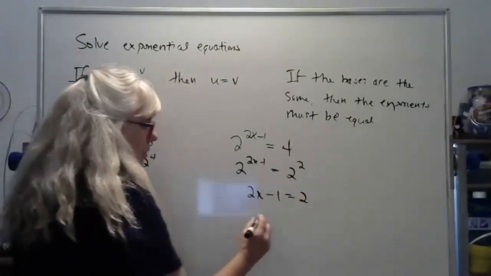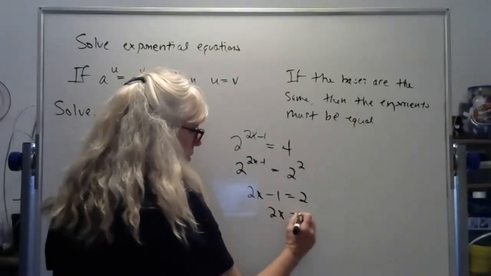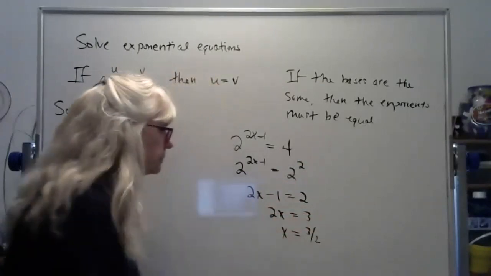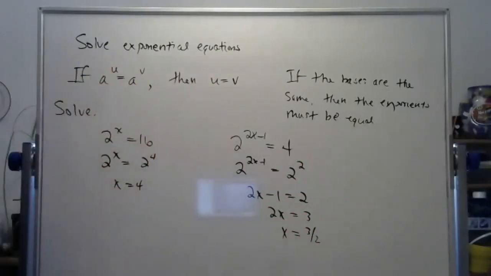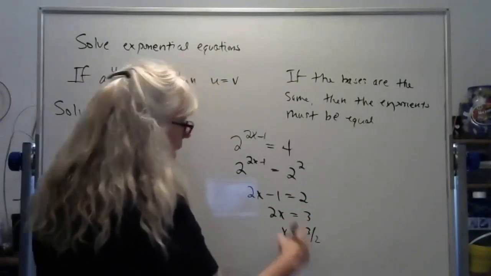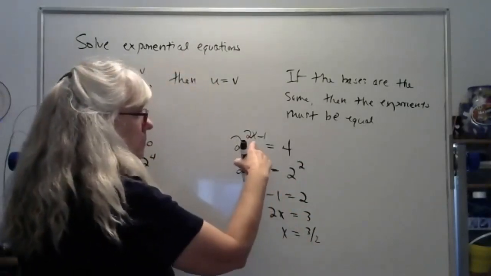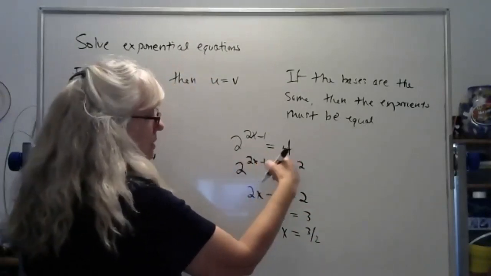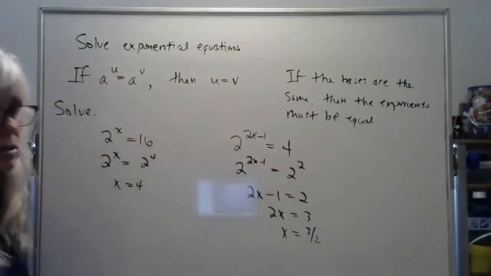And then we'll solve. So we can add the 1, we'll get 2x equals 3, and x equals 3 halves. So we get an answer. You can check these. Because you're solving, you can check them. So you can come in, plug that 3 halves in as the exponent. 2 times 3 halves is 3. 3 minus 1 is 2, and 2 squared, sure enough, is 4. So you can check them because you're solving them.